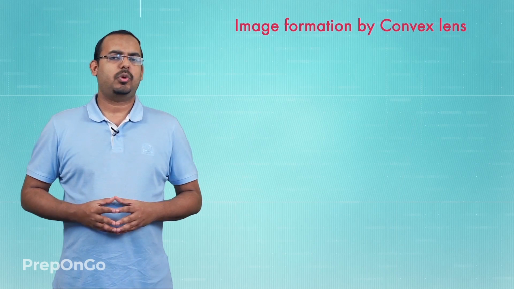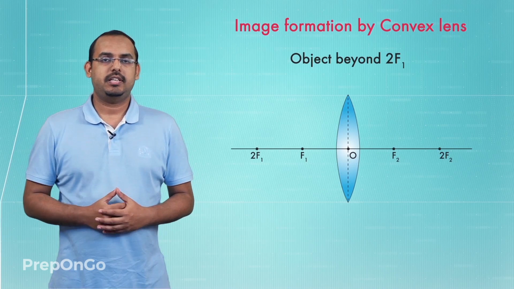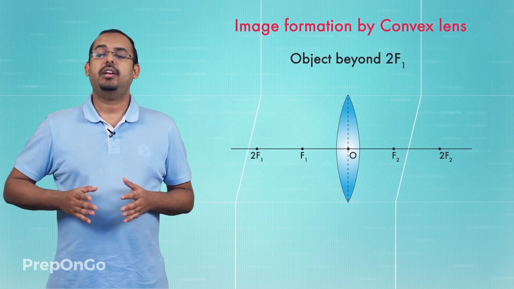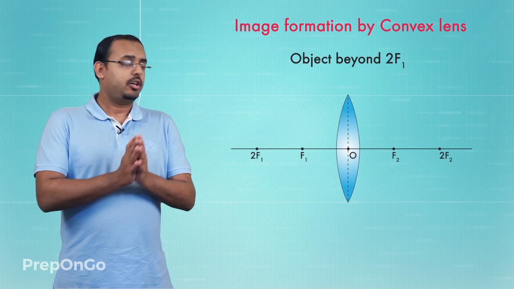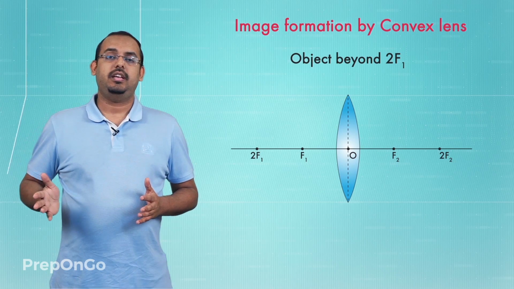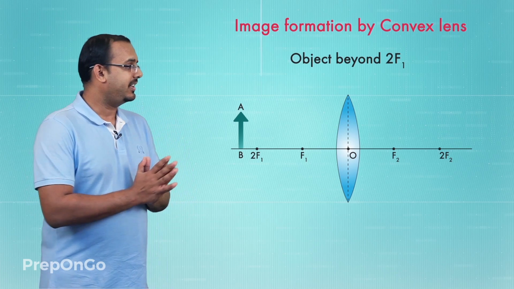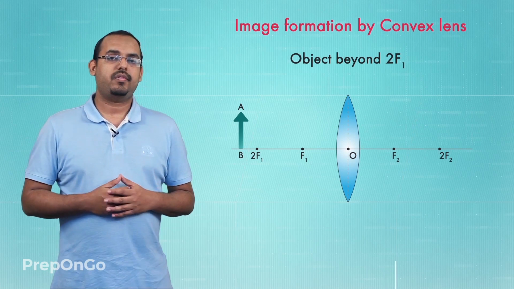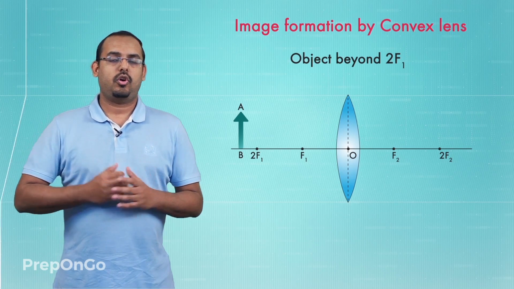So now in this case, what we will do is, we'll move the object a little closer to the convex lens. So here in this case, we'll position the object in such a way that it is placed between 2f1 and infinity. So the object is placed in front of the convex lens in such a way that it is placed between 2f1 and infinity, or beyond 2f1. So now we have the position of the object with respect to the convex lens.